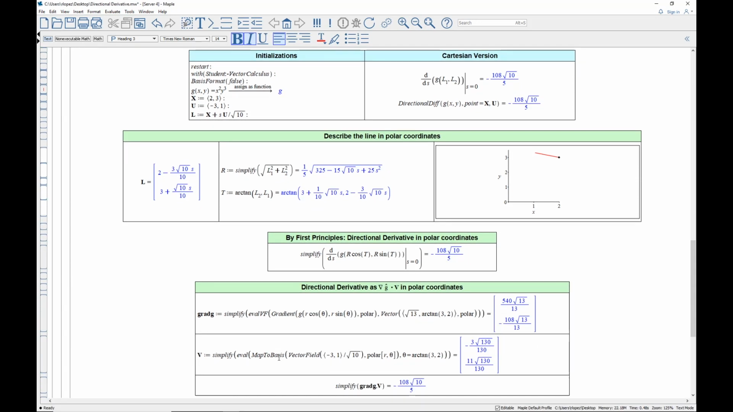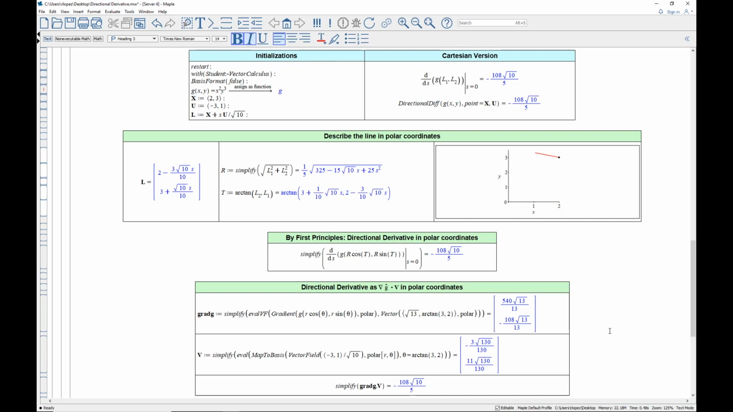Okay? Now you need the vector in polar coordinates. So you've got to make it a vector field. Vector, you tell Maple, hey, this is in polar coordinates, and then evaluate that because there's a theta that'll be floating around at arctan 3/2. You get this vector in polar coordinates, and you take the dot product, and you get what we have up here. You get the right value.